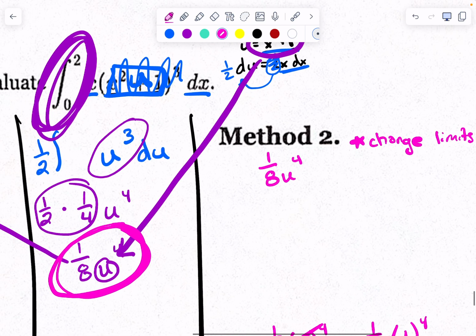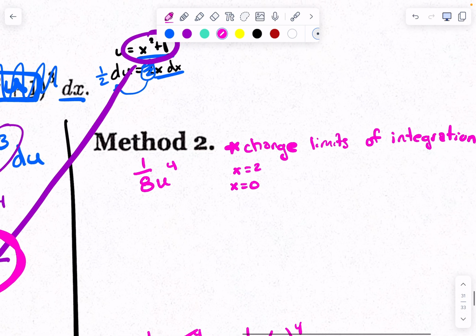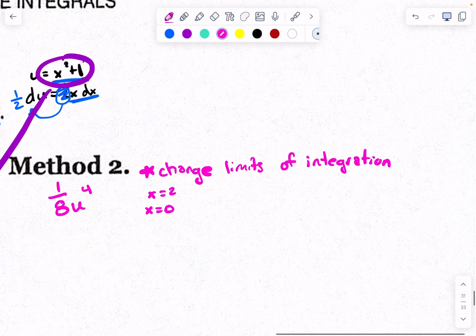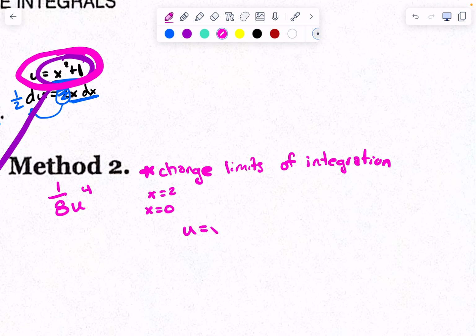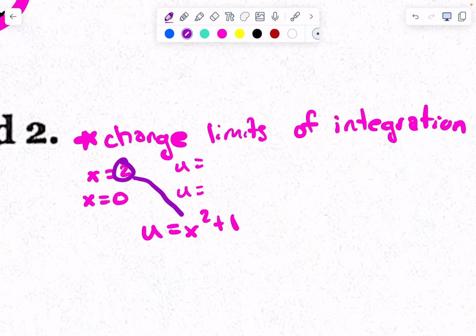So before, my numbers were 0 and 2. So x equals 0 and x equals 2. I'm going to write them like that just so I can remember which one's on the top and which one's on the bottom. If x is 0 and x is 2, and I know that u is equal to x squared plus 1, because that's what I set my u as right here, okay? I can say u equals, and I can switch my limits. So if x is 2 and I plug 2 in here, 2 squared is 4 plus 1, u would be 5 in that case. If I plug 0 in, 0 squared plus 1 is 1.